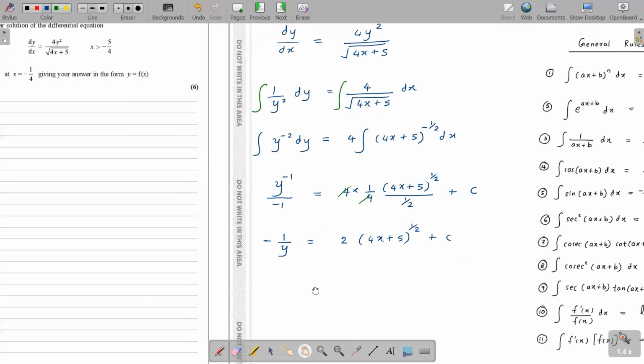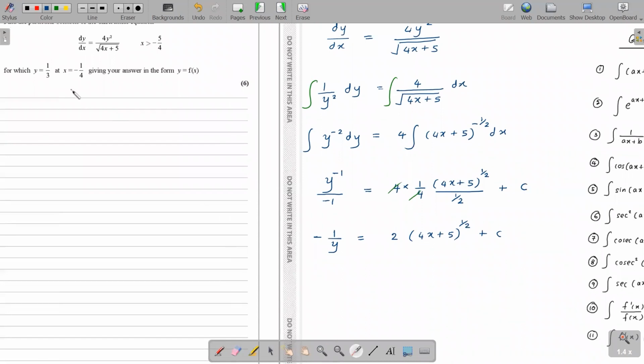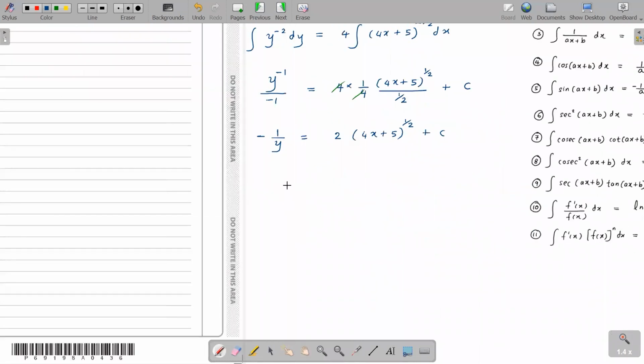Okay, now what are we supposed to do? They have given you values for x and y. So x is minus 1 over 4, y is 1 over 3. Input those values for x and y and find the value of your c. So minus 1 over y was how much? y was 1 over 3, right? 2 into this is 4. x is minus 1 over 4. Am I correct? (4x+5) to the power half plus c.